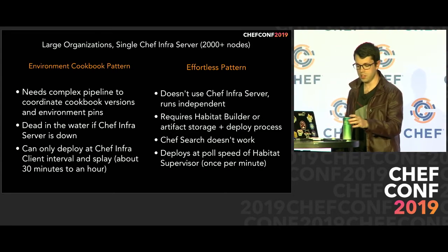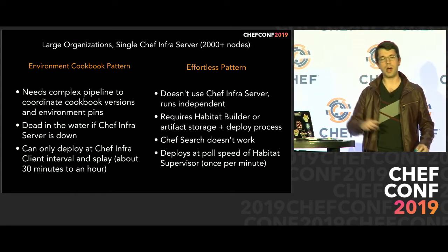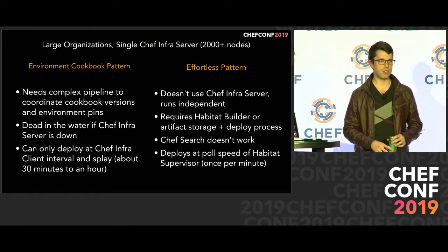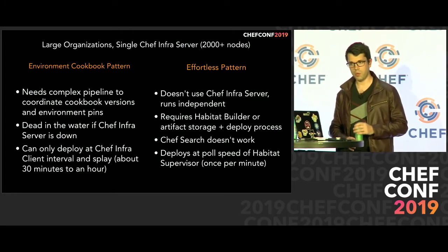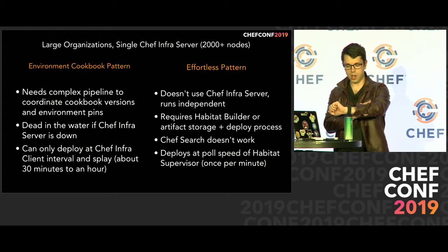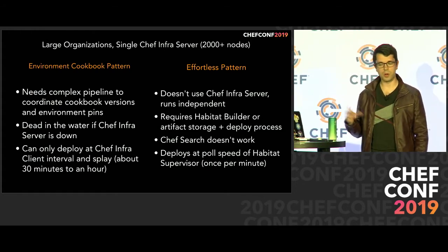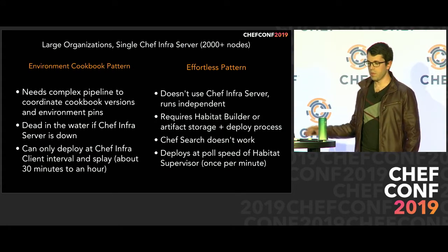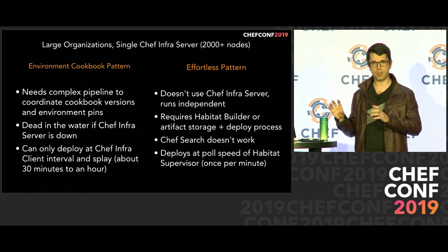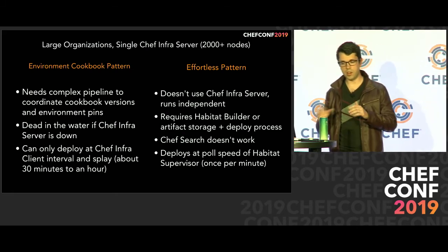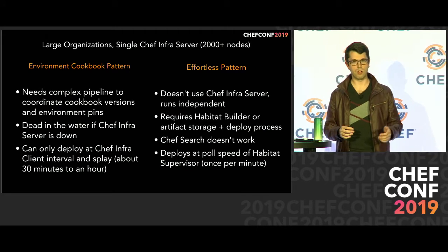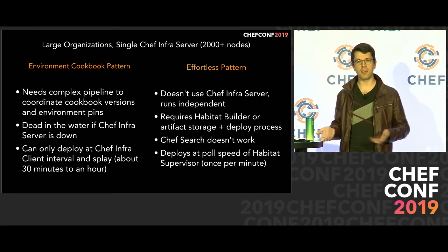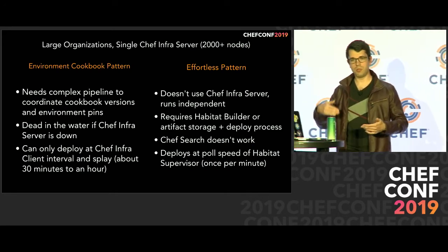So these problems start getting really obvious once you become a large organization and you're running 2,000 plus nodes on a single Chef Infra server. With the environment cookbook pattern, you're going to need complex pipelines to coordinate cookbook versions and environment pins. If your Chef server is down, you're dead in the water. And you can only deploy your Chef client and new versions of your Chef client at the interval and splay that you have set. So a lot of people have this just set to the default, which is 30 minutes. So you might be waiting 30 minutes for that initial deployment to happen.